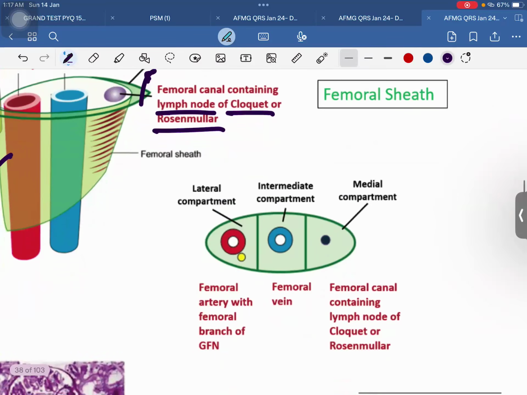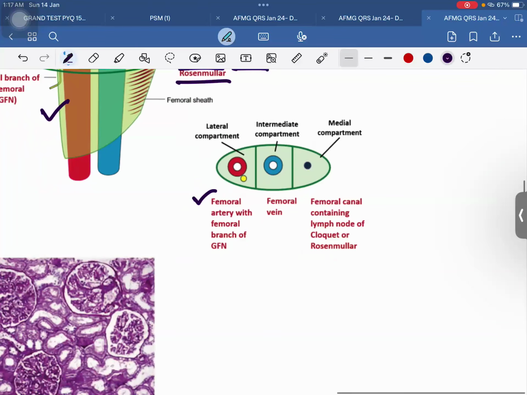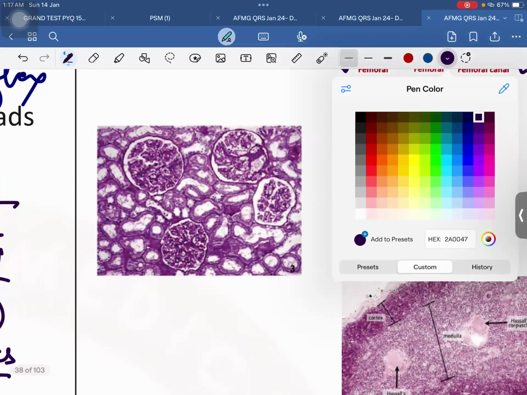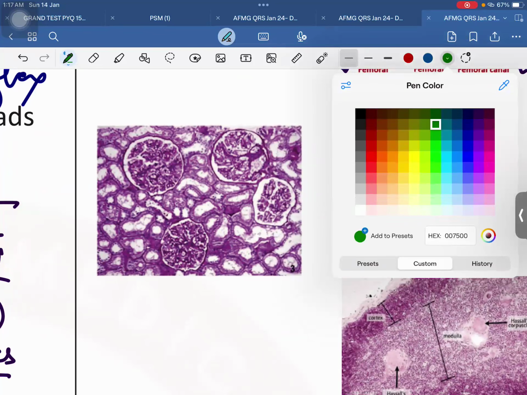In the femoral canal we have the lymph nodes of Cloquet, or the lymph nodes of Rosenmüller. As you can see, the lateral compartment has the femoral artery along with the femoral branch of the genitofemoral nerve, but mainly remember the femoral artery. The intermediate compartment is the femoral vein, and the medial compartment has the lymph nodes of Cloquet or Rosenmüller, which are the femoral lymph nodes. That's important. They give you a normal histological picture, and they ask which organ this is.